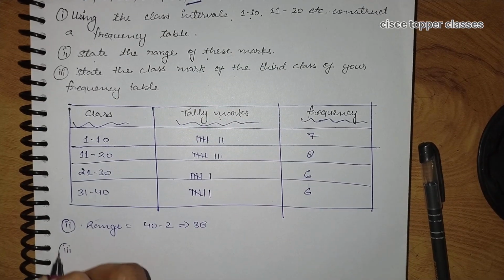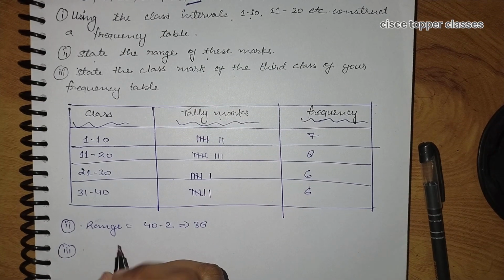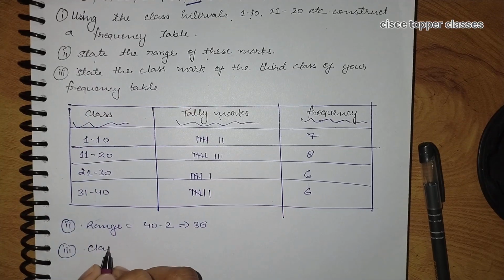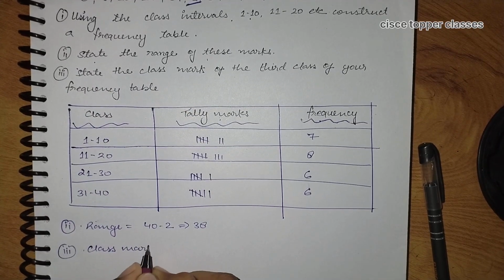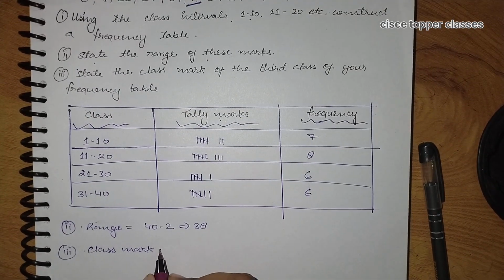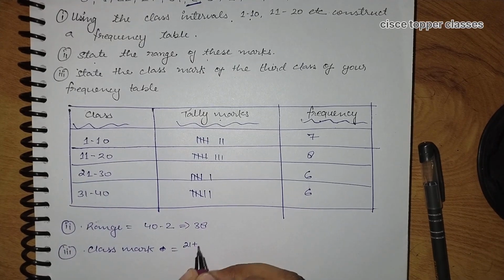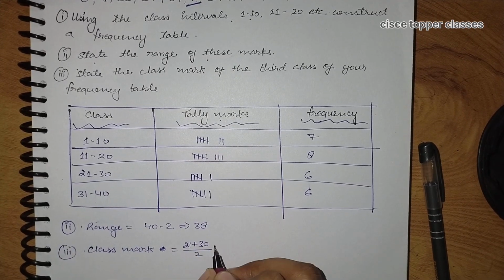If you want to find the class mark of the third class of your frequency table, so class mark we know will be the upper limit plus lower limit divided by 2. So the class mark here of the third class will be 21 plus 30 divided by 2. This will be 51 by 2.